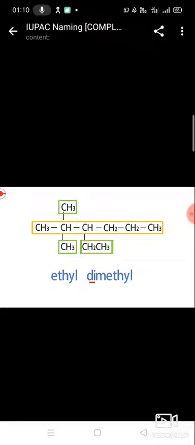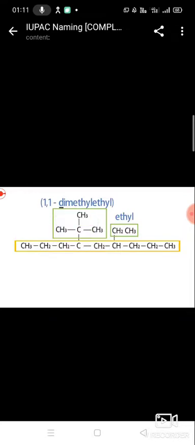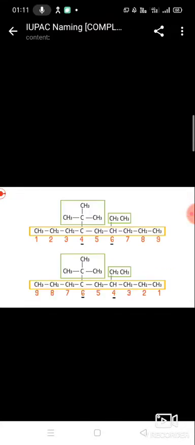Count the number of carbons in a straight line. When you are counting this, di should not come under the alphabetical order. Only the alkyl group should come in the alphabetical order. So 1,1-dimethyl ethyl, ethyl.